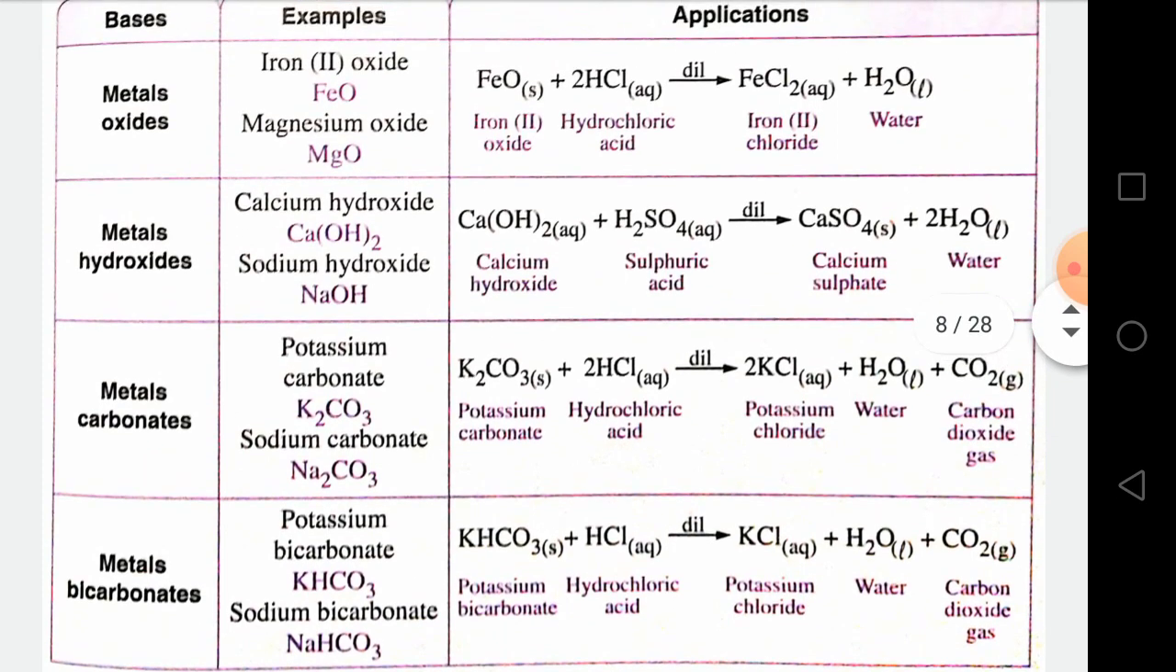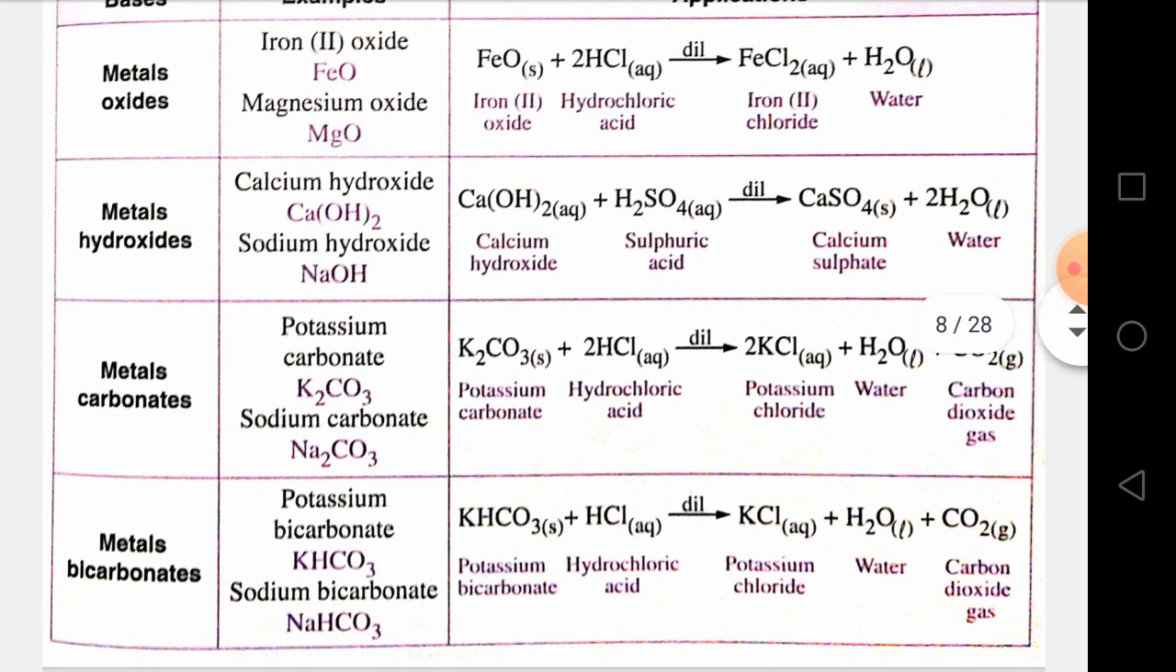Metal oxides, for example, iron oxide, iron 2 oxide, magnesium oxide. These oxides, when they react with acids, for example, hydrochloric acid, for sure give us salt and water, because it is a neutralization reaction between an acid and a base. Metal hydroxides, for example, calcium hydroxide, potassium hydroxide, sodium hydroxide, all of which, when they react with acids, for example, sulfuric acid, will also produce salt and water. This is a neutralization reaction.